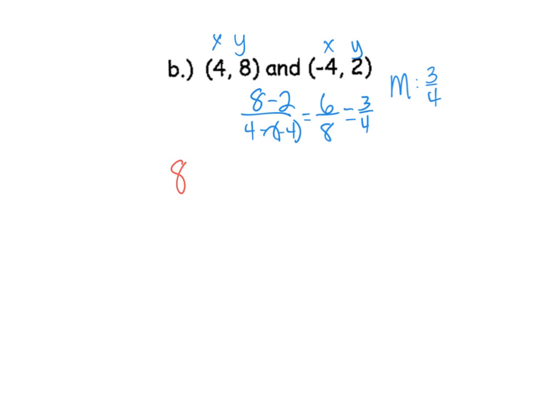Y is 8, right? We picked 4, 8. 8 equals M, 3/4, times X, 4, plus B. Oh no, I picked 4, 8. I made my 4 little and with space below it because I can go 4 over 1. And I saw that in advance. So how can I simplify? 3/4 times 4 over 1. 3.